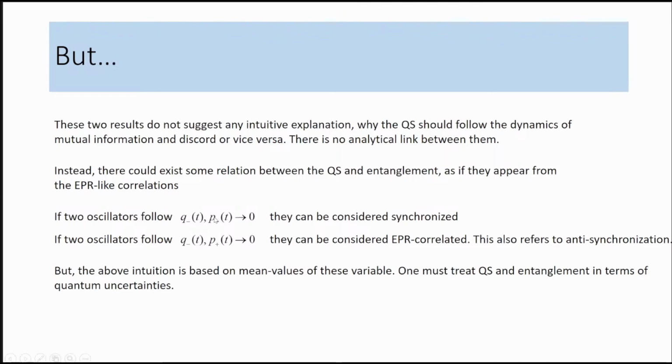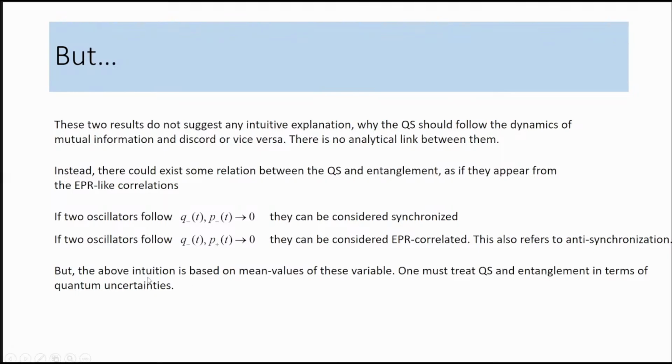So if two oscillators follow that Q minus, P minus tending to 0, we say that they are synchronized. And if they follow Q minus tends to 0 and P plus tends to 0, that means we can say they are EPR correlated. In the language of synchronization, we say that they are anti-synchronized. So that is why Murray and his group said that synchronization and EPR entanglement should not go hand in hand. But this intuition is based on the mean values of these variables. We must treat them in terms of quantum uncertainties.